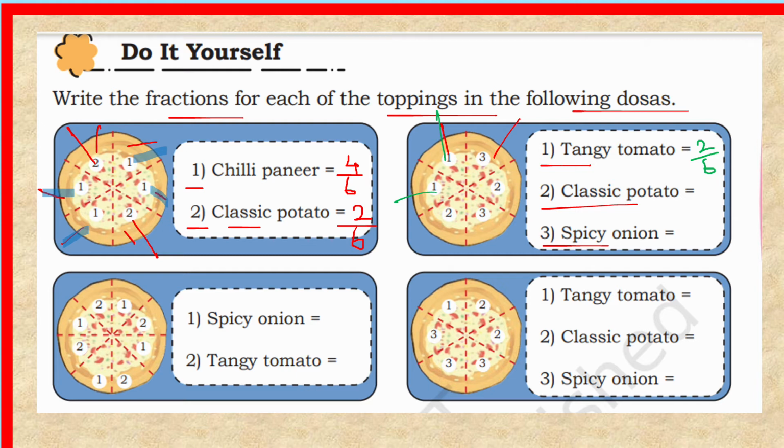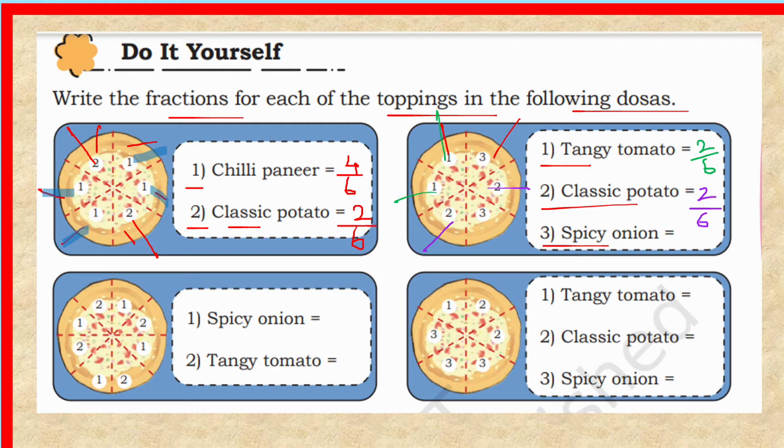The next one, 2 represents classic potato. See, how many parts are there? This is 1, 2. So classic potato, 2 parts. 2 by 6. Fraction is 2 by 6. Out of 6 parts, 2 parts we have classic potato.